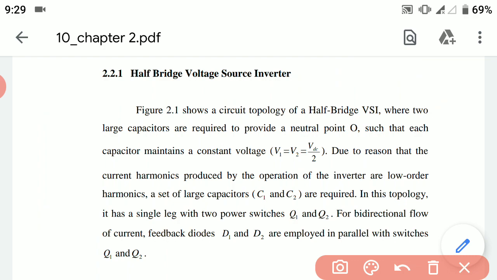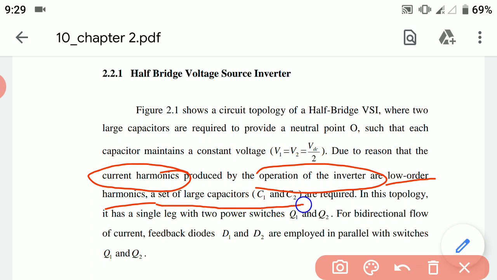Due to these heavy capacitors, current harmonics can be produced in the operation of an inverter, and these current harmonics are low order harmonics, because we are using a set of large capacitors, C1 and C2.